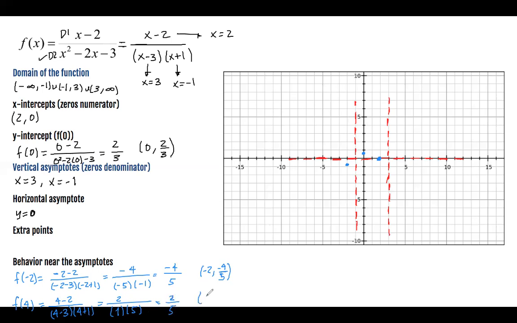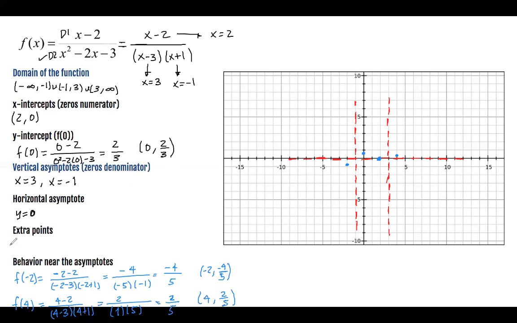So the coordinate is (4, 2/5). Now that we have that, it's going to be closer to 0 than to 1. So we're going to have a coordinate that's 4 comma, around there. That's our coordinate, (4, 2/5). So we're going to have it real close to 0. And now let's find the behavior near the asymptote.